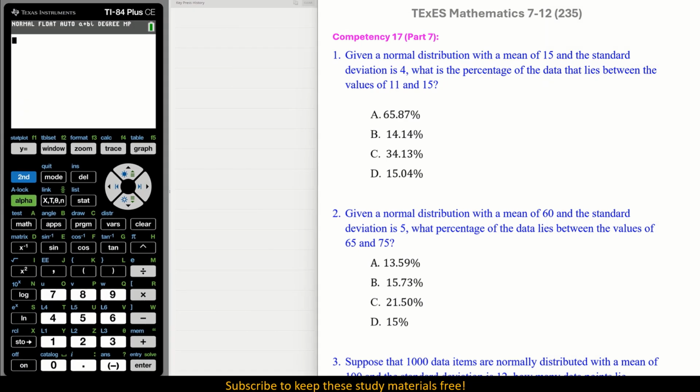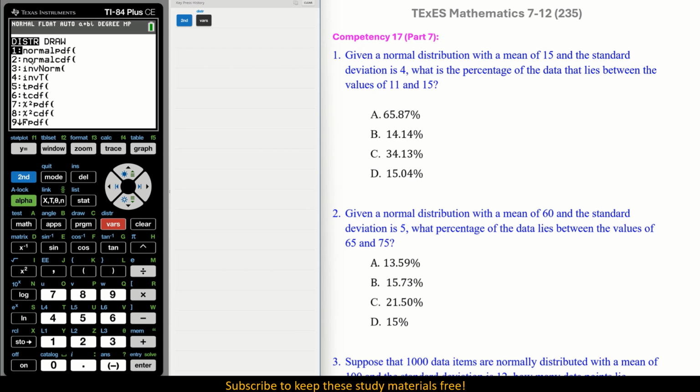Number 1. Given a normal distribution with a mean of 15 and a standard deviation of 4, what is the percent of the data that lies between the values 11 and 15? The first thing I'm going to say is that the way the question is written, we can use the numbers as is. So let's go to our calculator and discuss how to put the information in. Push second vars, number 2. This is a normal CDF.